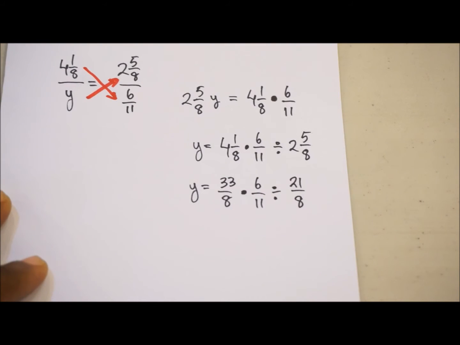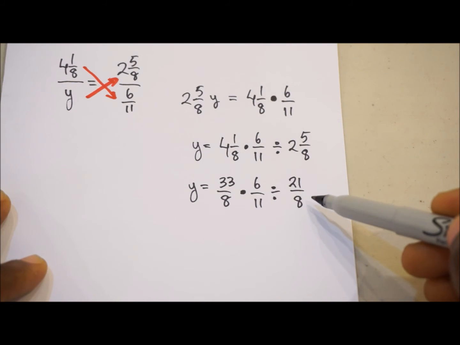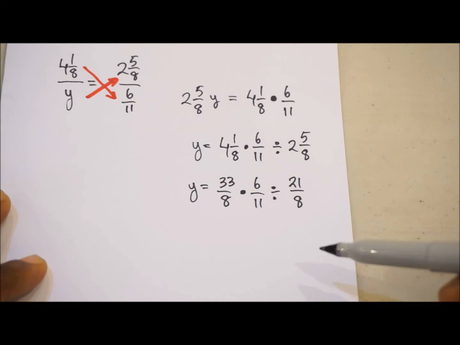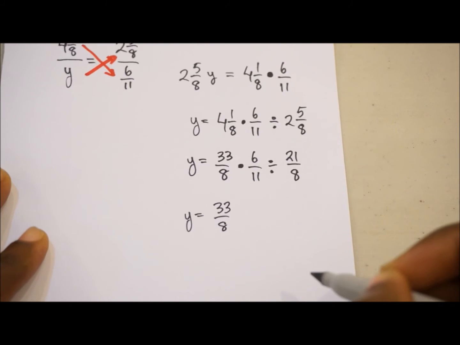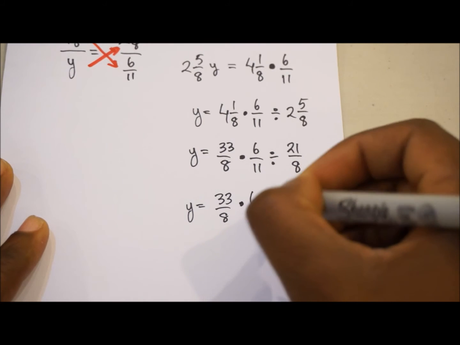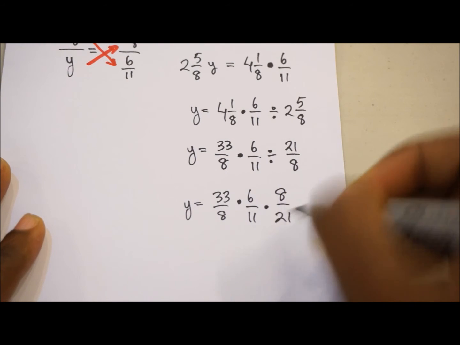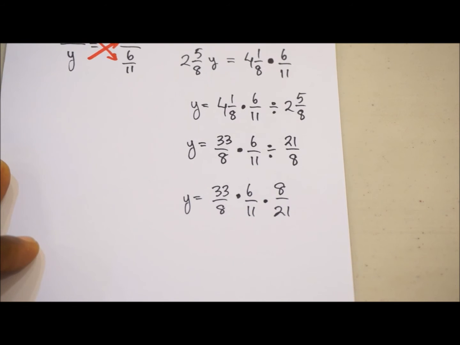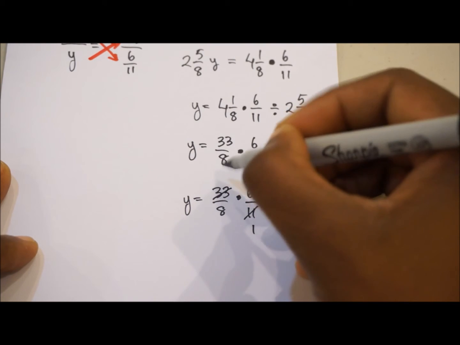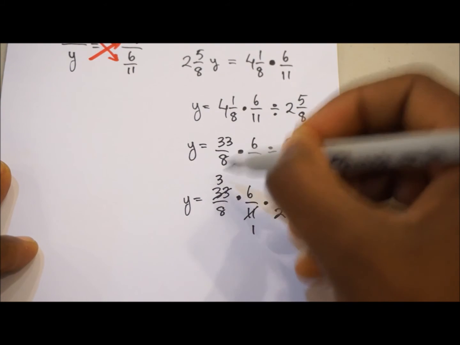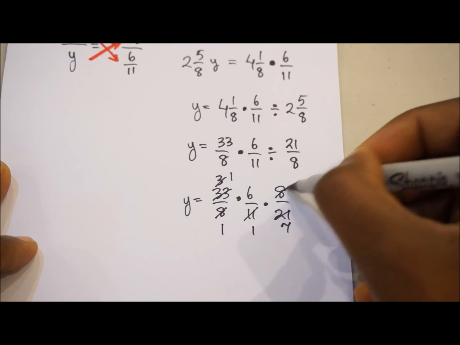And remember, if we are dividing fractions, our division sign is supposed to turn into a multiply sign, and the fraction immediately after that flips upside down, gets inverted. Therefore, y is equal to 33 over 8 times 6 over 11 times 8 over 21. And from there I can cancel as much as I can. If I'm canceling, I could easily see that 11 into 11 goes once, 11 into 33 goes 3 times. Then I could say 3 into 3 goes once, 3 into 21 goes 7 times, 8 into 8 goes once, 8 into 8 goes once.